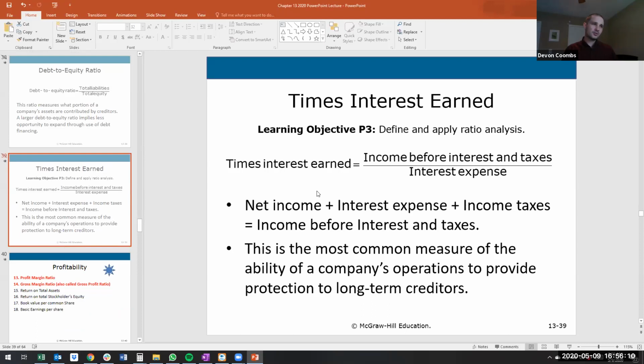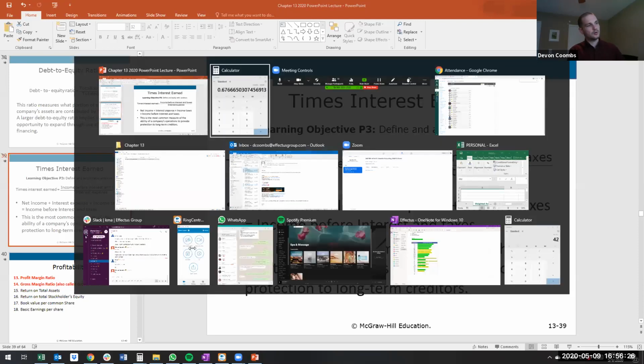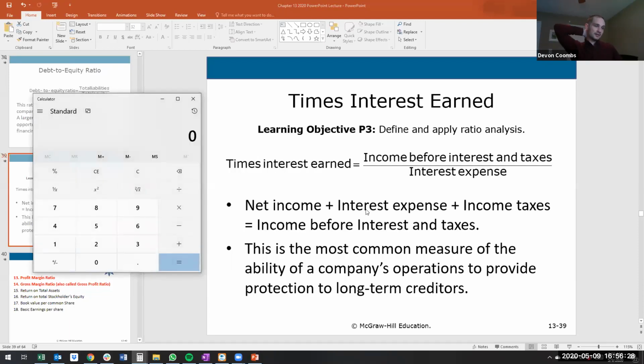And then times interest earned. This is going to tell us how much income we have before interest and taxes over interest expense. And so this is where, from a personal finance perspective, right? If you're spending more on interest than you make, then you're in trouble, right? And same thing with companies. So we're going to take income before interest and taxes. We'll take the net income plus interest expense plus income taxes equals income before interest and taxes.